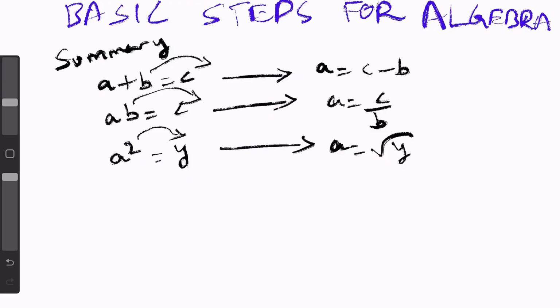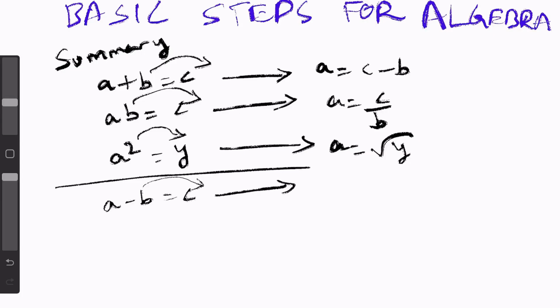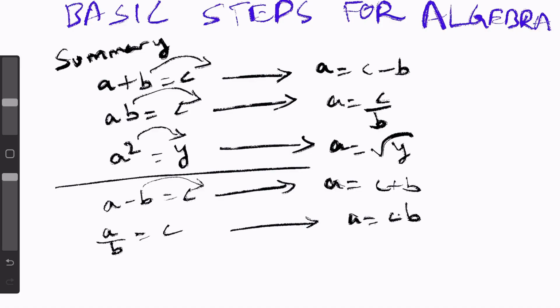Now let's see the other applications. We need to see subtraction too, right? a minus b equals c. When b is sent to the other side, what does it become? a equals c plus b. a by b equals c. When b goes to the other side, a equals c into b. Now, square root of a equals y. When the root goes to the other side, a equals y square. So this is all we learned today. Hope you remember.